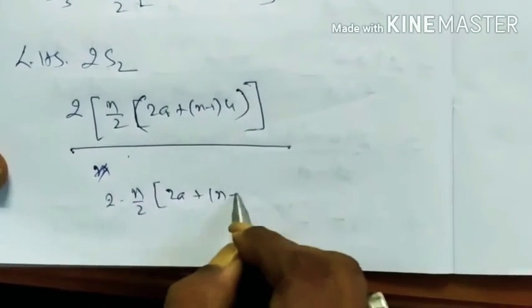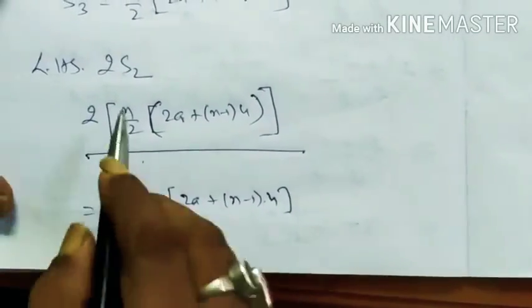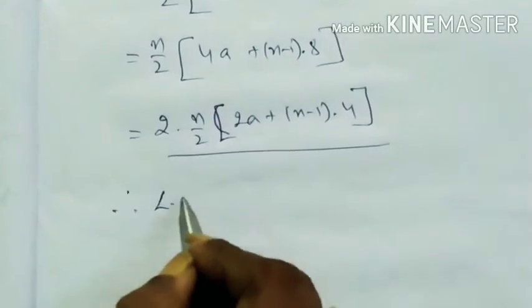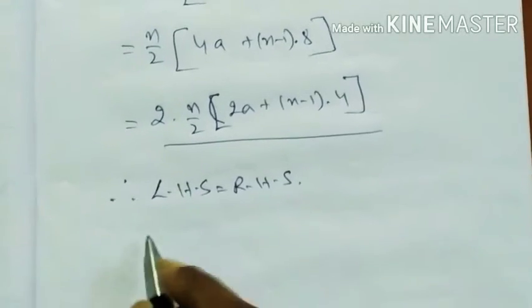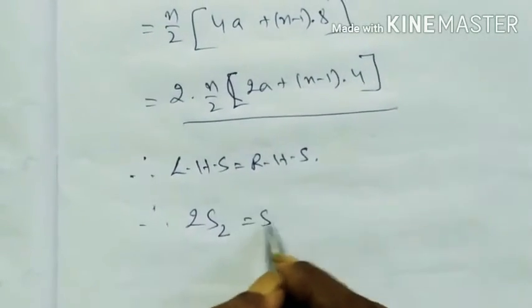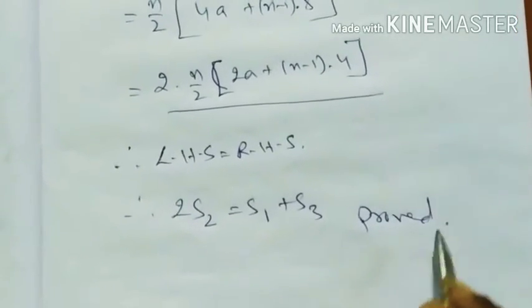A plus n minus 1 into 4. Now you can see that both left hand side and right hand side are equal. Therefore, left hand side is equal to right hand side. And therefore, we can say that 2S2 is equal to S1 plus S3.